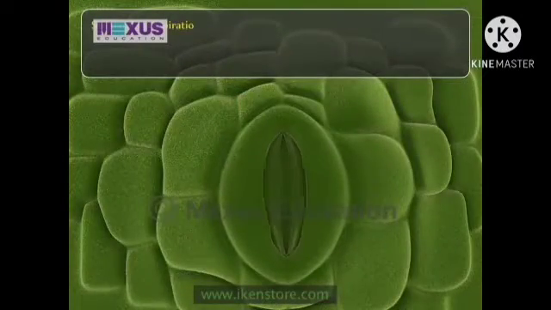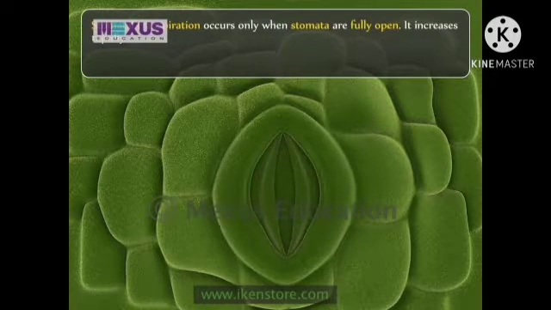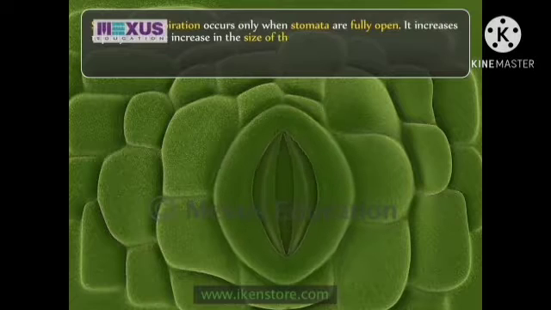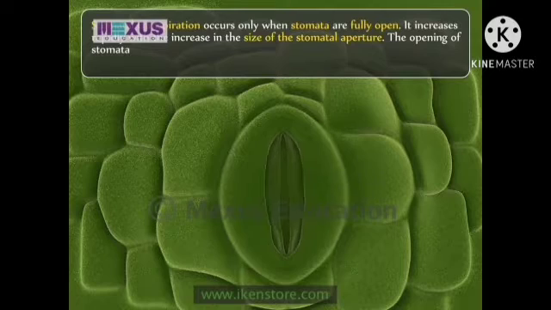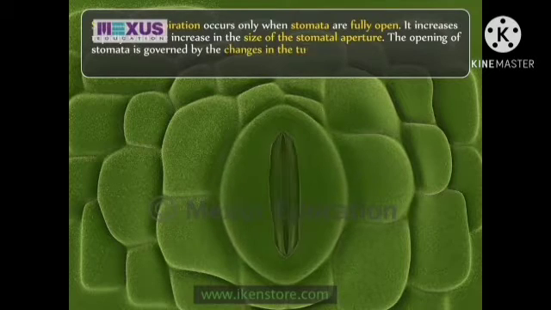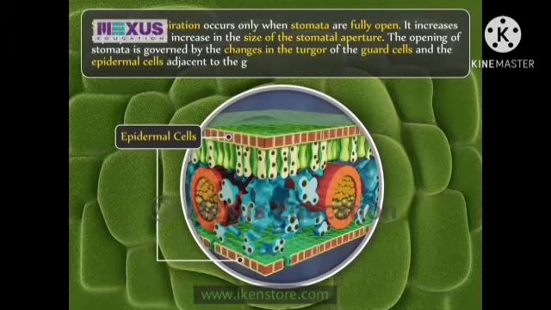Stomatal transpiration occurs only when the stomata are fully open. It increases rapidly with the increase in the size of the stomatal aperture. The opening of stomata is governed by the changes in the turgor of the guard cells and the epidermal cells adjacent to the guard cells.